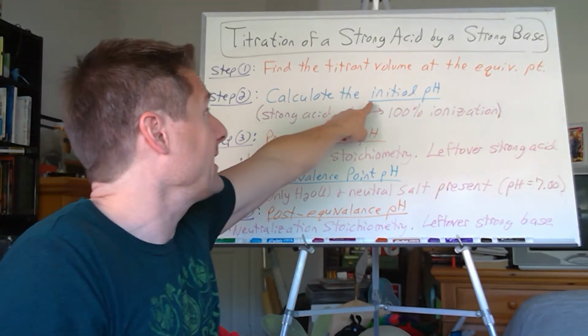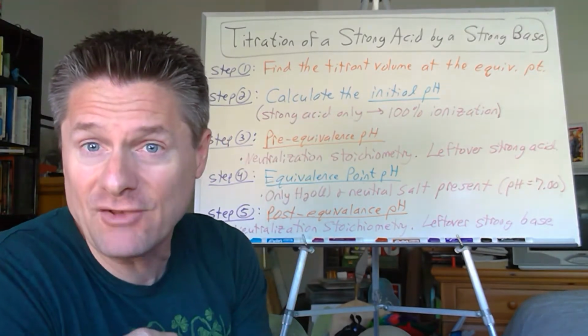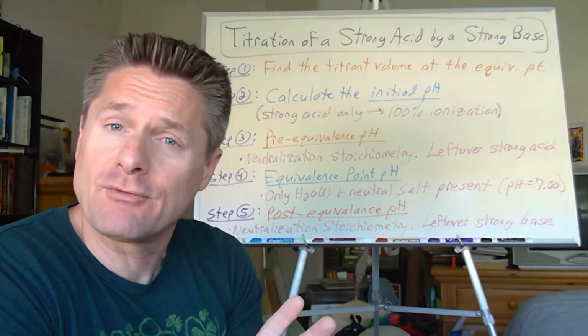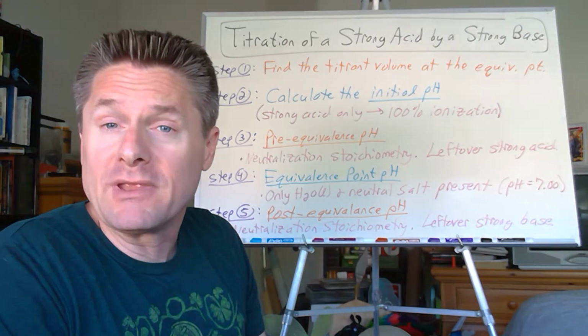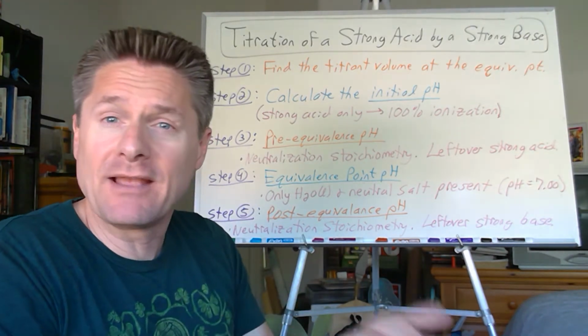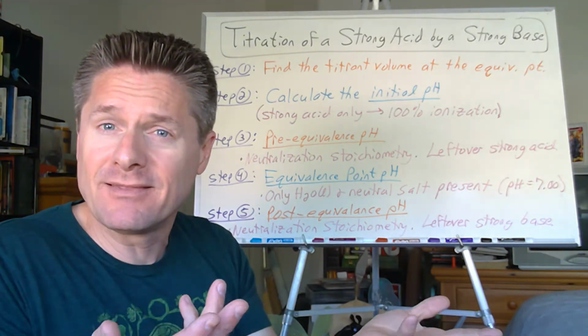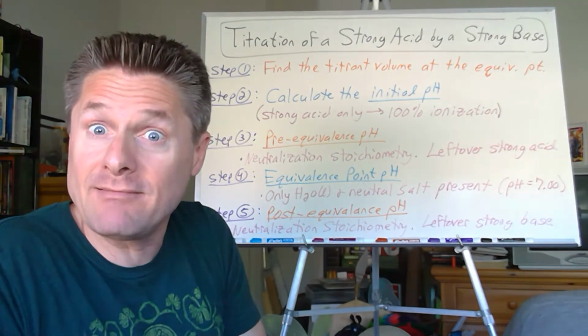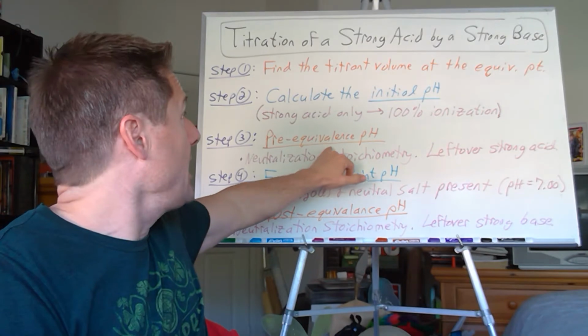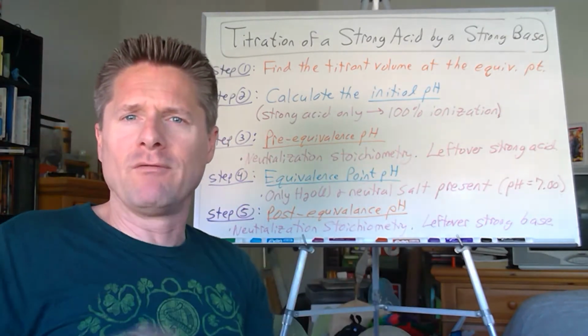Once I have that, I'm going to calculate the initial pH. I haven't added any of the titrant yet, so I will just have a strong acid. Strong acids are easy. No ICE tables needed. They ionize 100%. Hydronium ion is the same as the original acid concentration. Negative log of that, you get the pH. Easy peasy.